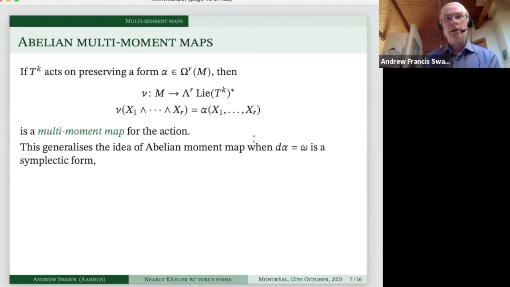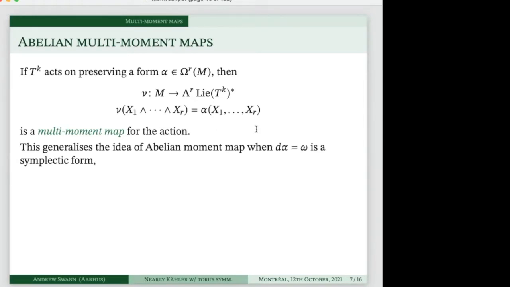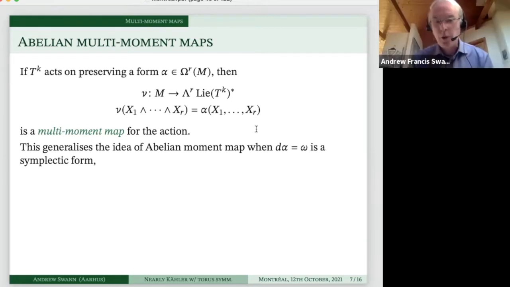And this is a generalization of a moment map in symplectic geometry when d alpha is a symplectic form omega. In that case, r would just be 1, and you're just evaluating the primitive on the vector field. So that's the situation where you have a symplectic action on a cotangent bundle, for example. Of course, generally you would want to take contractions of omega with vector fields from the torus and then ask for functions that differentiate to give that.